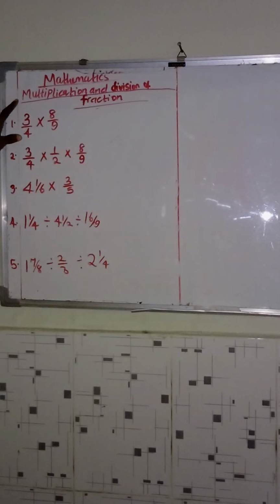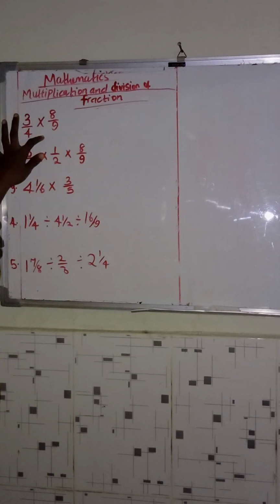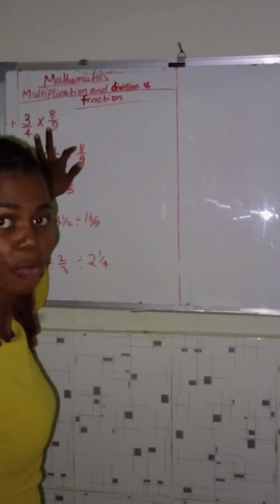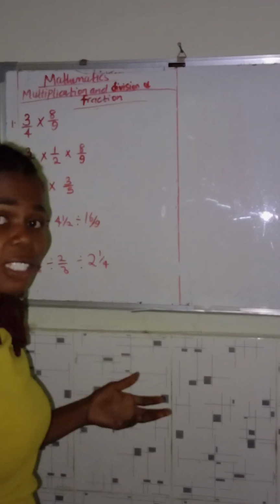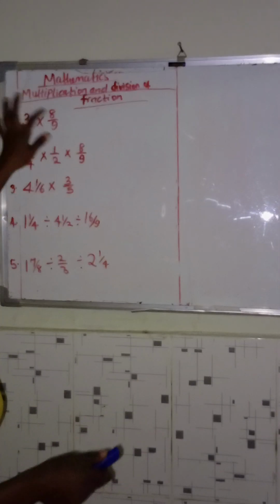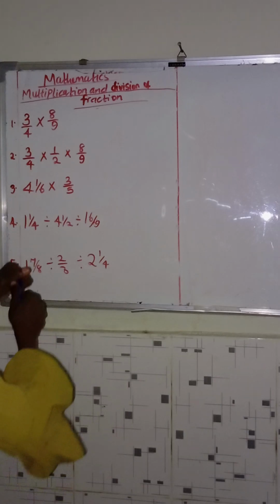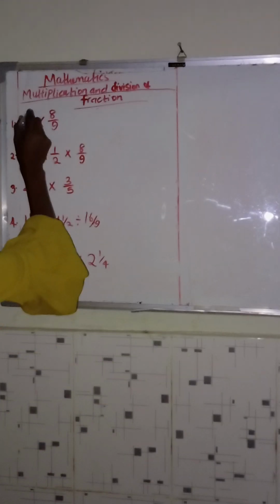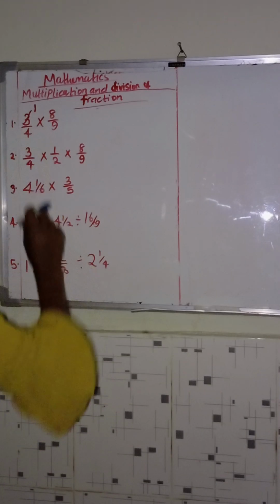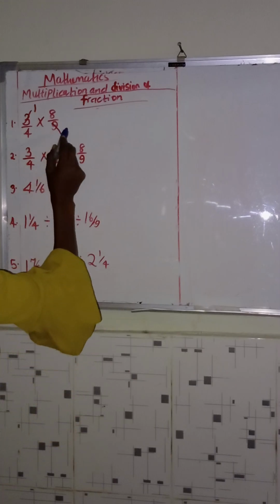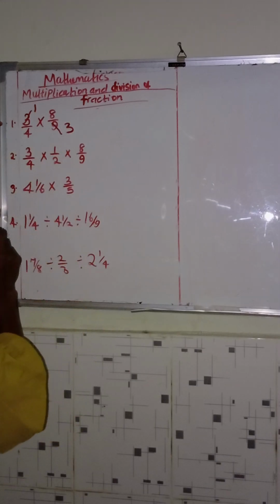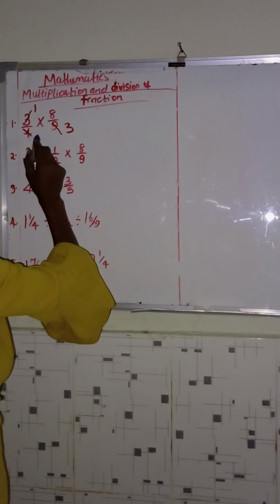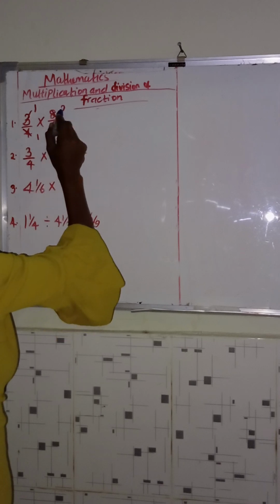So now we have 3 over 4 multiplied by 8 over 9, right? Okay, so what's the first thing I do? What can go in each of these numbers? That means 3 here, 1, 3, 9, 3, right? 4 here, 1, 4 here, 2.